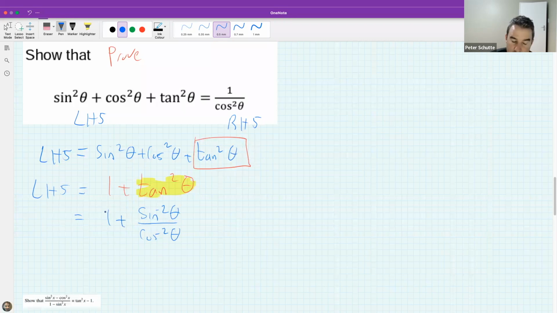Okay, here's the sine squared theta over cos squared. Okay, I know what you're trying to do. The problem is we only have one side to work with. So we're only allowed to work with the left-hand side, and then we have to make it look like the right-hand side. So we're kind of stuck in the box.